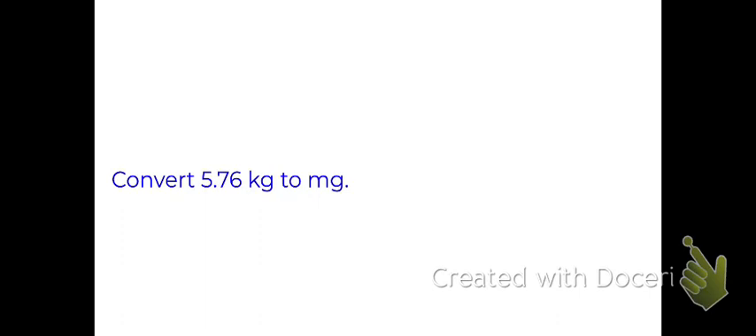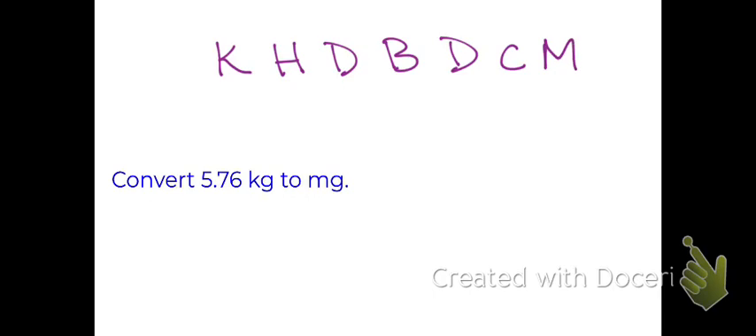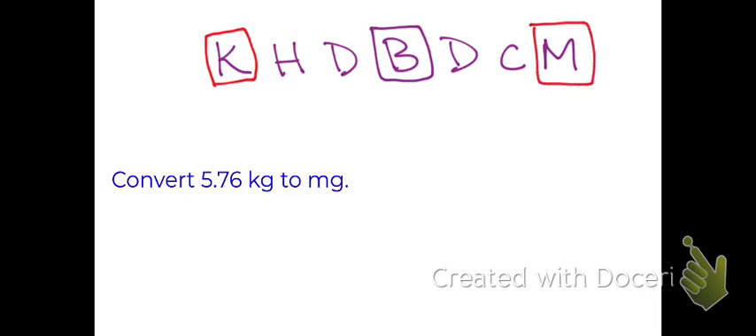Now this one I didn't put the chart up there, and you're not going to have that chart when you're working out problems on your own either. So you need to remember the mnemonic. King Henry died by drinking chocolate milk. So remember, the B stands for that base. So in this case, we're going from kilograms, which is right here, to milligrams, which is way over here.